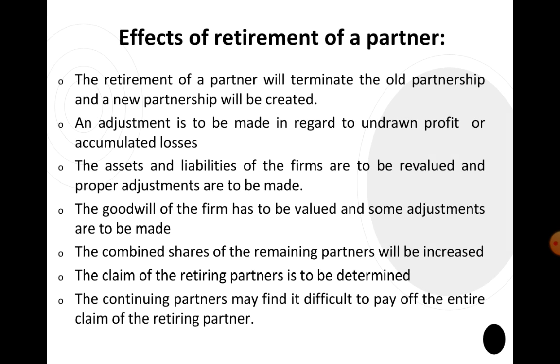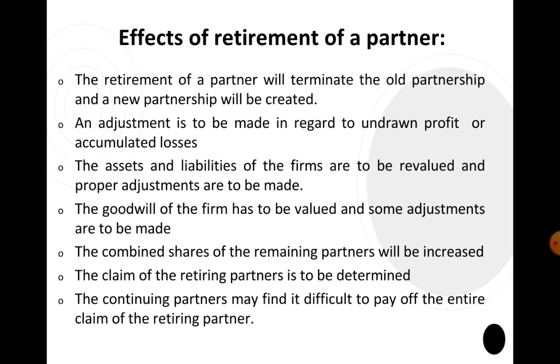On the retirement of a partner, what are the different aspects that are going to be affected? What are the different things that should be changed? On the retirement of a partner, the old partnership and a new partnership will be happening. The old partnership will be terminated and a new partnership will be created. Let's say the old partnership had 3 partners. When one partner leaves, the new partnership will consist of 2 partners. So it will terminate an existing partnership and create a new partnership altogether.